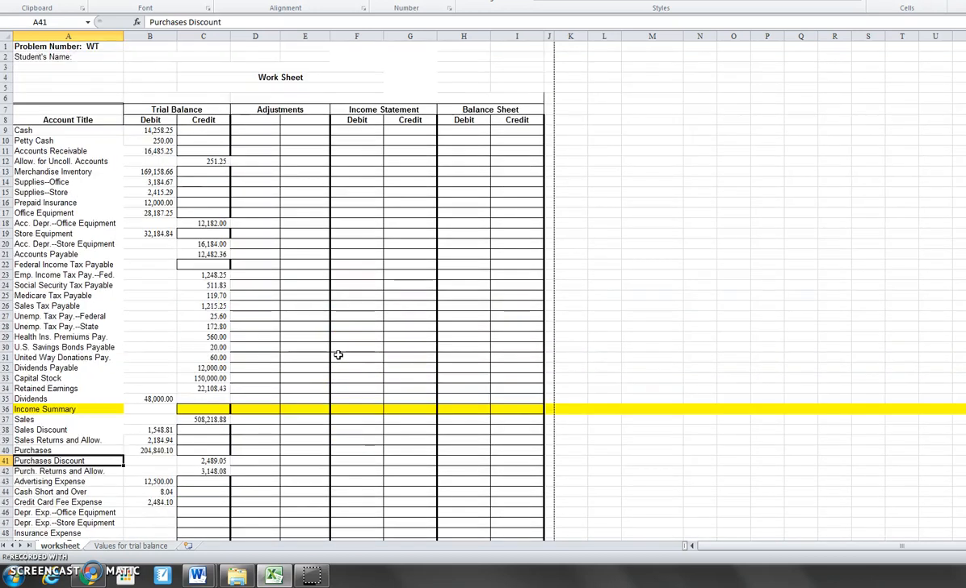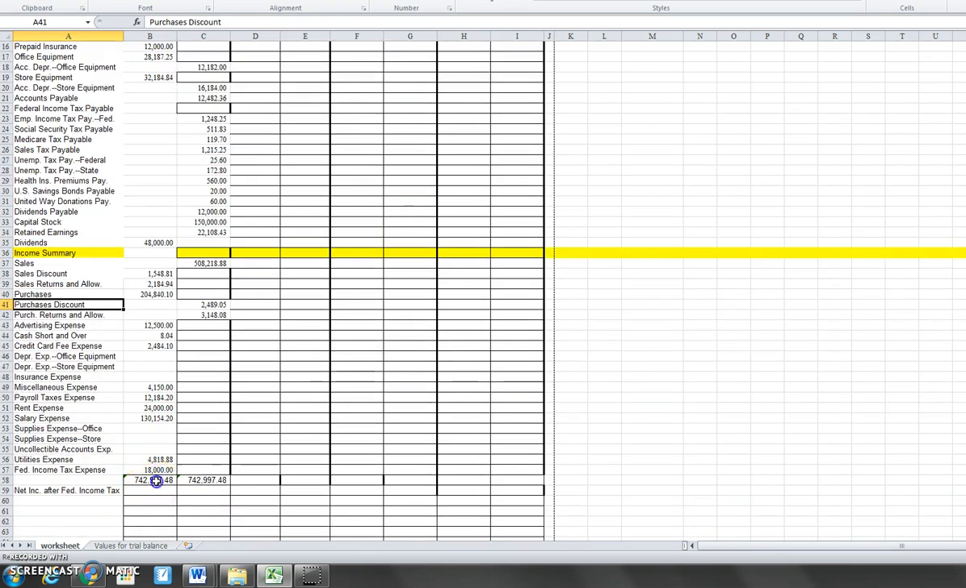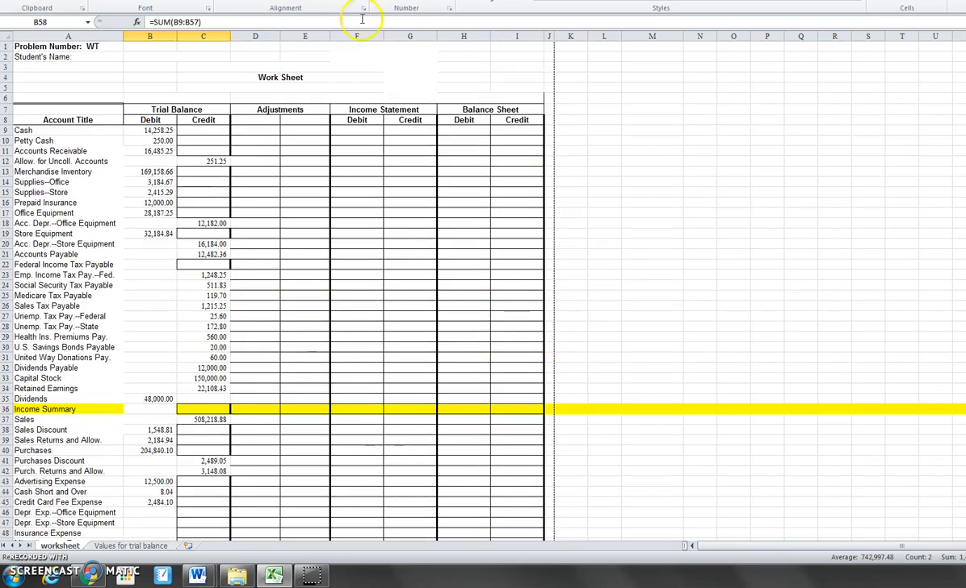This tutorial will explain how to do the adjustments, income statement, and balance sheet portion of the worksheet. Our trial balance is complete. Both debits and credits are equal. So let's go ahead and do adjustments.